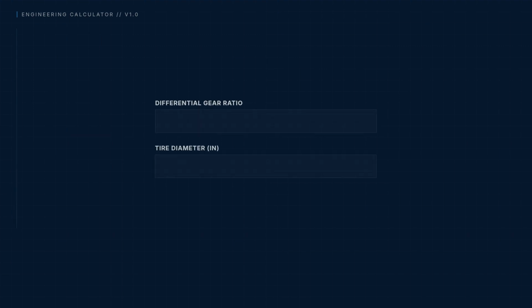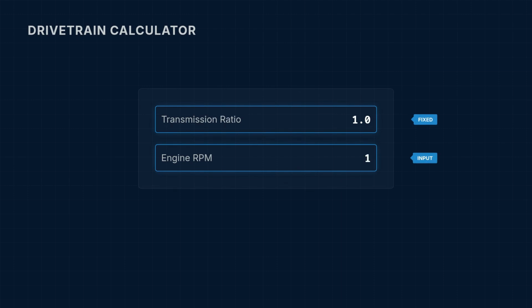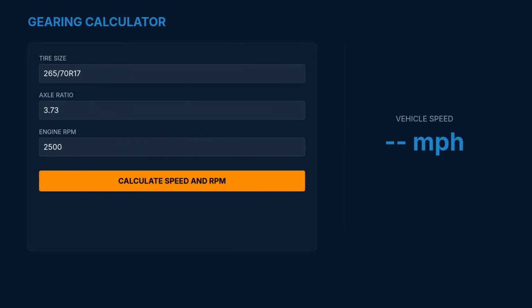For our example, I'll use simple round numbers to demonstrate, setting differential gear ratio to 10, tire diameter to 10 inches. Keeping transmission ratio at the default 1.0 and engine RPM at 10. After clicking Calculate Speed and RPM, we get 3 key results.